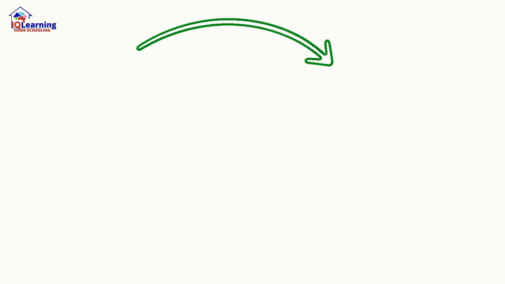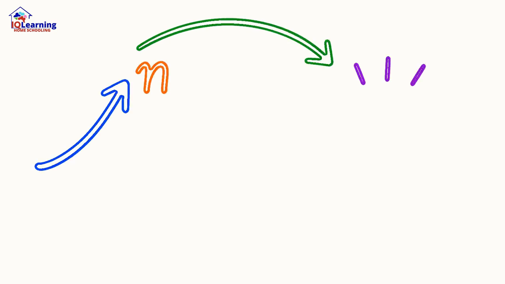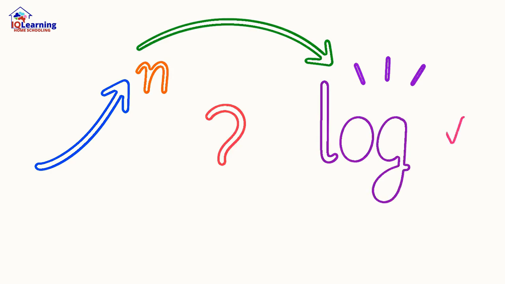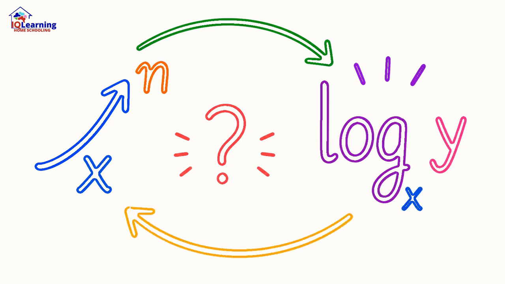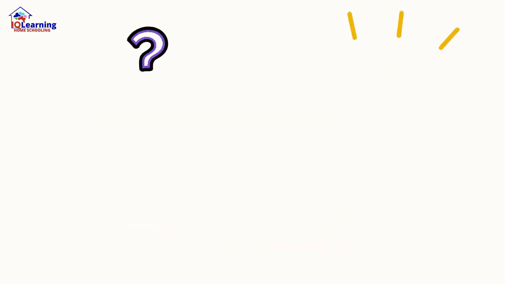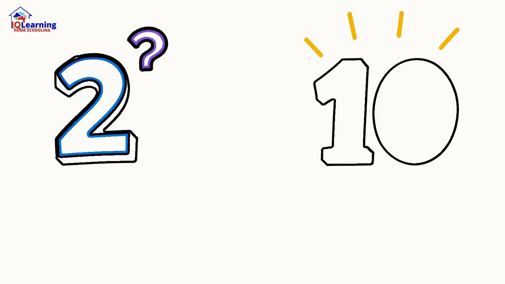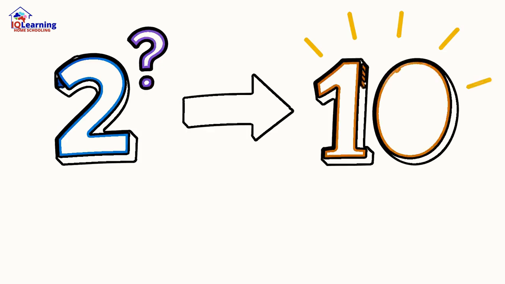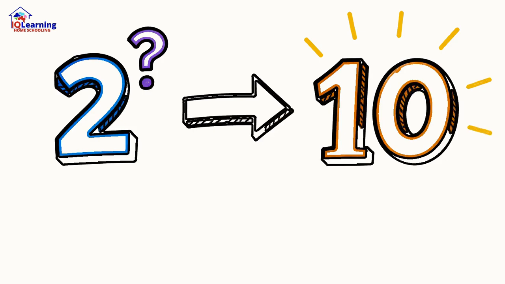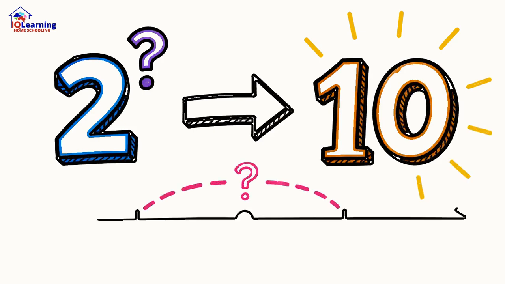In your mathematical journey, you've learned every operation has an inverse. Addition has subtraction. Squaring has the square root. But what's the inverse of raising something to a power? We know 2 cubed is 8. But what power do you raise 2 to get 10? The answer is somewhere between 3 and 4, but how do we find it exactly?